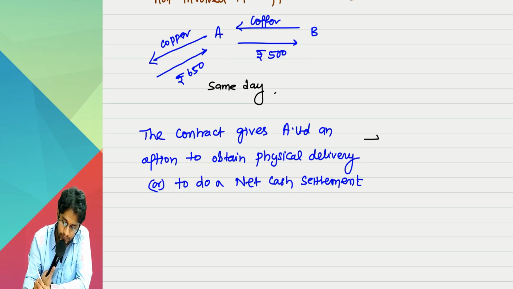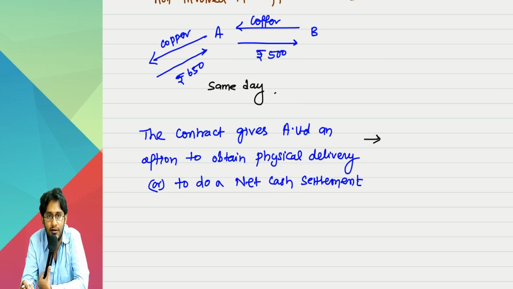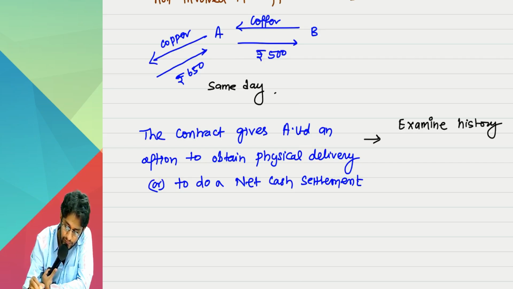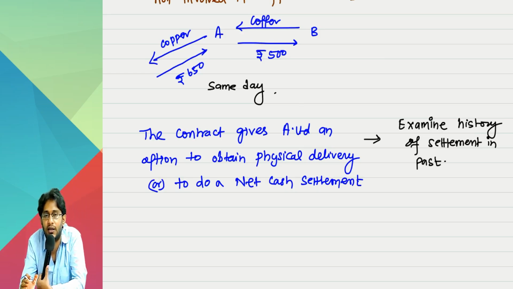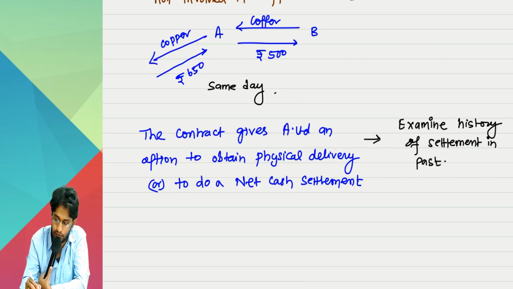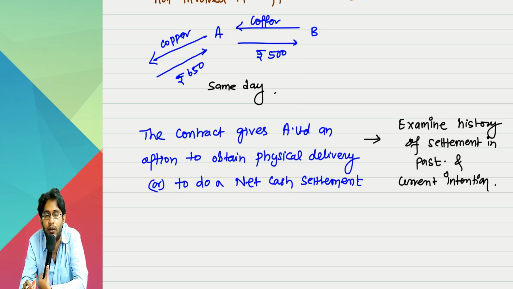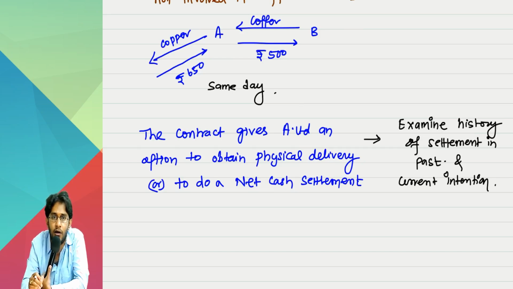In this case, just because an option to do net settlement is there, you should not immediately call it scoped or covered under Ind AS 109. You have to examine the history of settlement in the past. In the past, when you entered similar contracts, how did you close them? Did you take physical delivery or did you do net cash settlement? And of course, the current intention also.